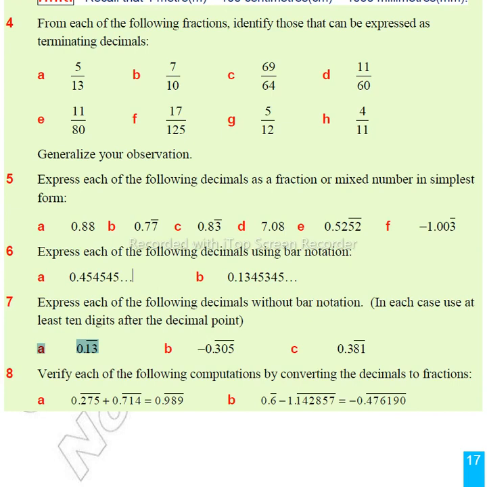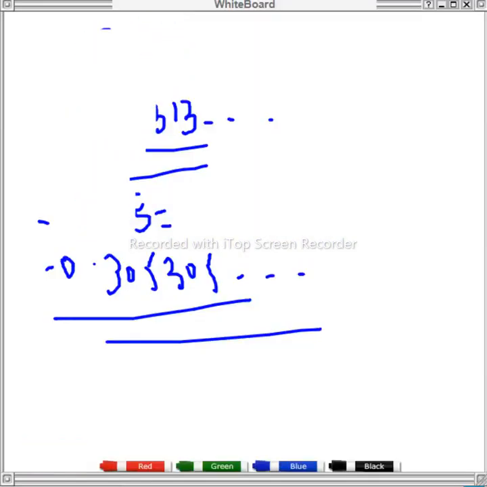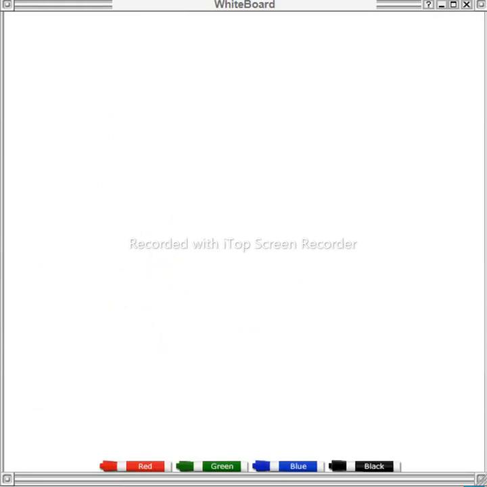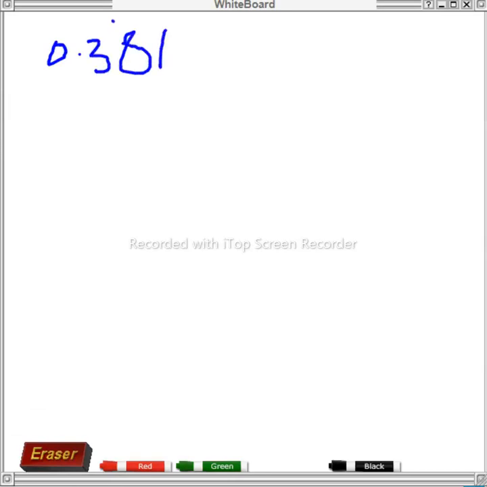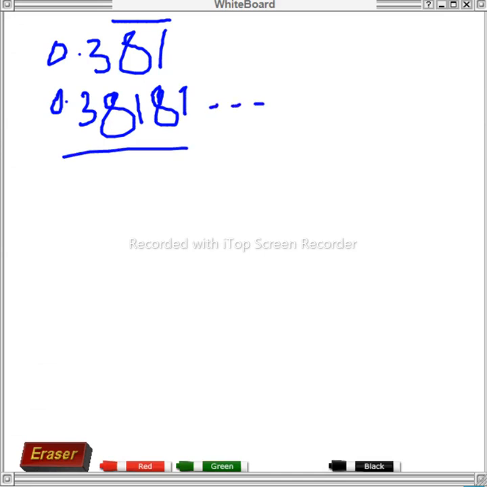Let us say 0.381 will be repeated. Let us rewrite this also. This is also a very simple question. If we want to write this without bar notation, only 381 is repeated, so we write 0.381 repeated. 3 is not repeated, so we only write 81, then put 3 dots here. So this is the answer.